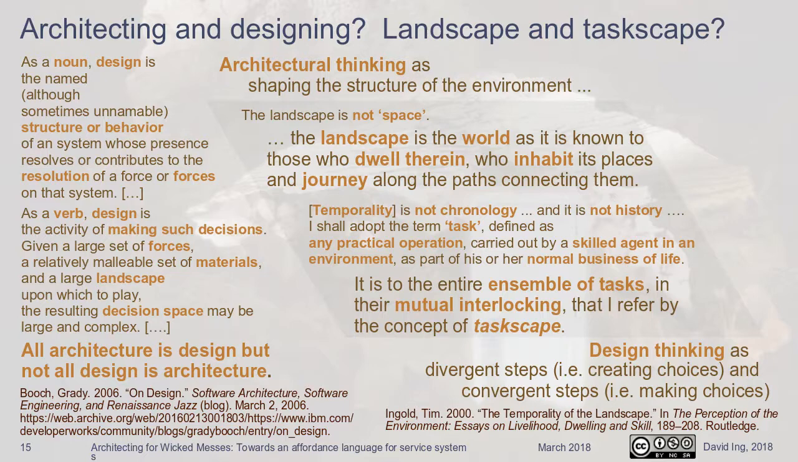Now, architecting, you can look at this in two ways. And this is Tim Ingold's work. He's got this book called Temporality of the Landscape. Because we tend to think about things in the physical world, and we often describe things like landscape. The landscape is the world, known to the people who dwell in it, who have a place and journey along the paths connecting them. But it says, maybe we should consider time instead. Doesn't mean that space doesn't exist, but we consider time. Then we have an idea of taskscape, where people are working together and doing something as processes over time. So when you're architecting, you're not just architecting necessarily the landscape, but you could be architecting the taskscape of how people are working. You're architecting both space and time.